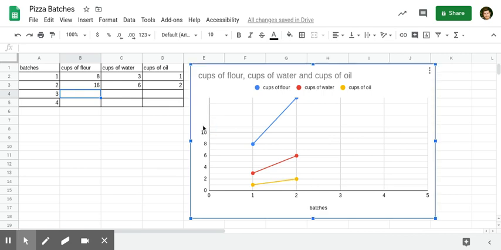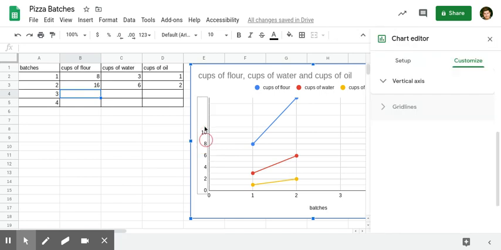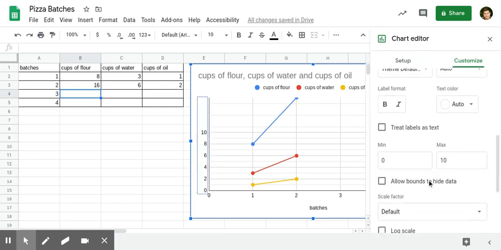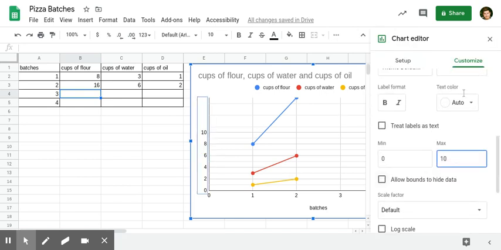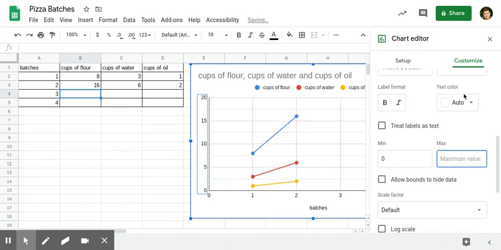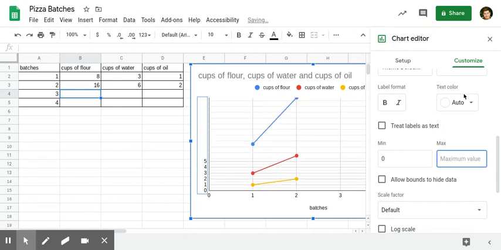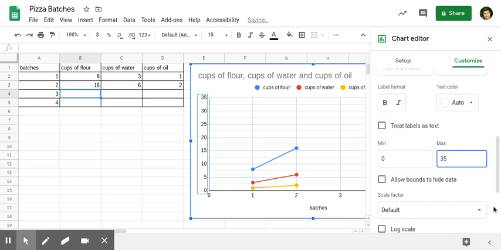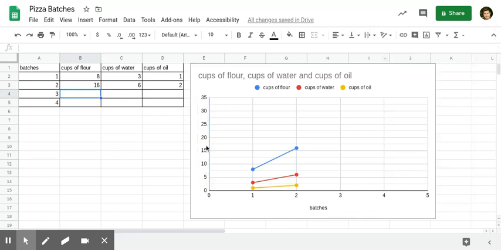Now, I have a graph over here that I made to show you. Let me make this side a little bit bigger. Okay, there we go. And over here, it looks like it's counting by fives. So we have 5, 10, 15, 20, 25, 30, 35.